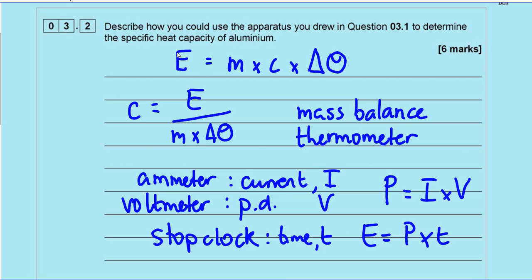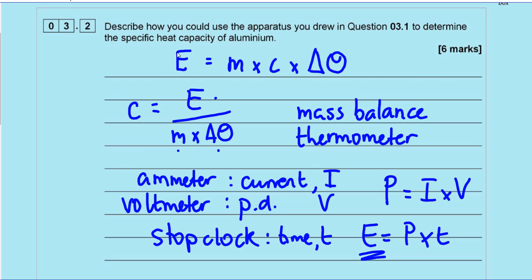Alternatively, if I'd drawn a joule meter in my previous diagram, I could simply say that I was using the joule meter to directly measure the amount of energy I was supplying. So whichever way we've done it, I need to know the energy, and I need to know the mass and the temperature rise. With all of those things in place, we could do that procedure and obtain a result.